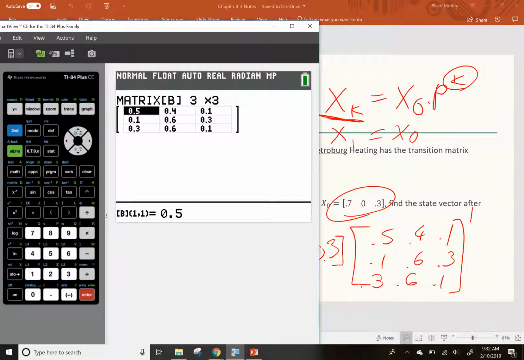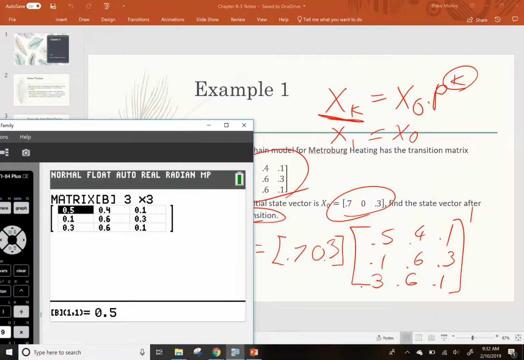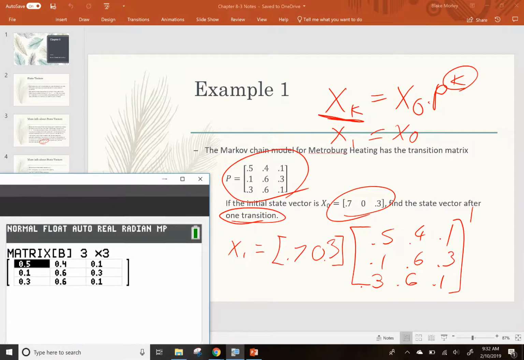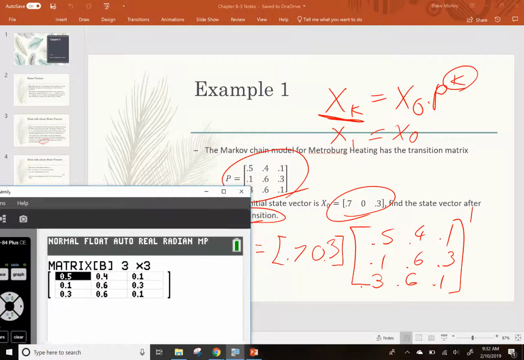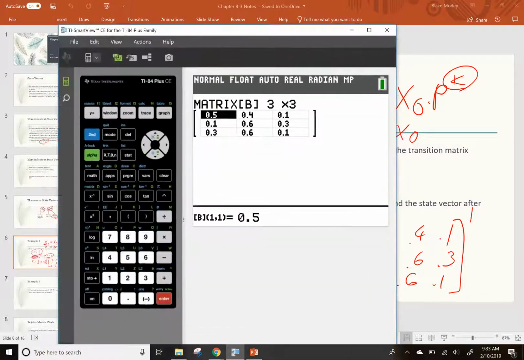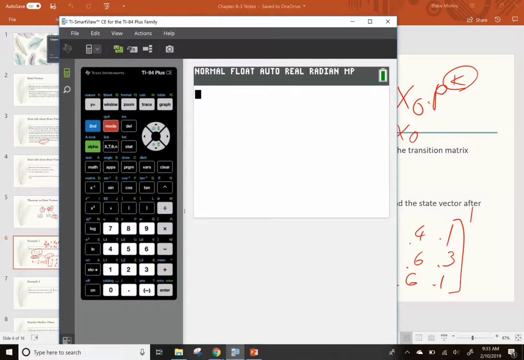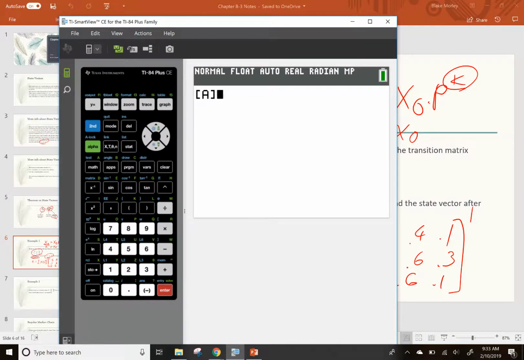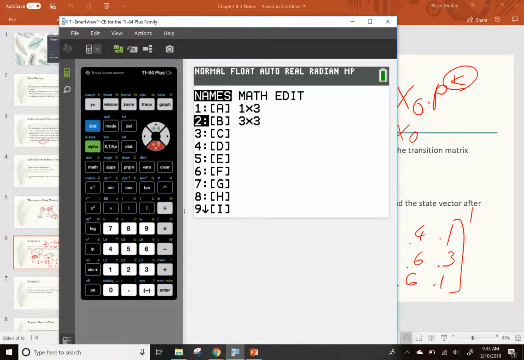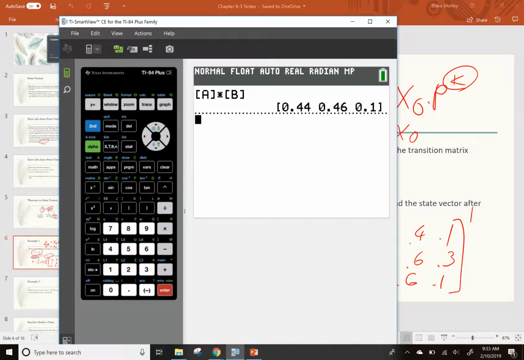Okay. So my matrices are in the calculator. Now all we're going to do is multiply them together like you see on the screen. We're going to do the vector by the transition matrix, so the 1 by 3 first and then the 3 by 3 second. We go to our matrix menu, choose the 1 by 3, multiply it with the 3 by 3 and have the calculator do all the work for us. And we get 0.44, 0.46, and 0.1.